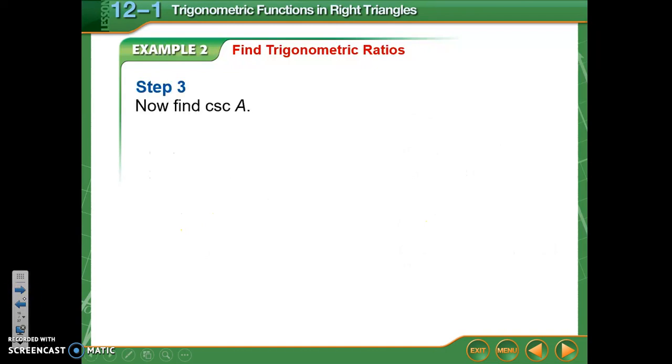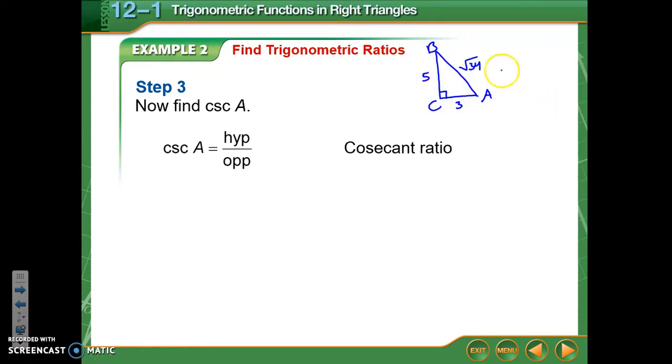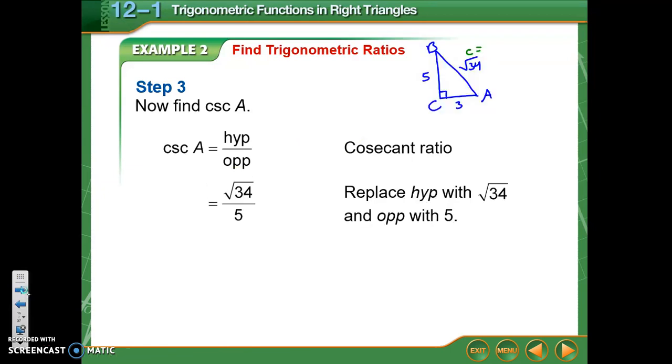And so step 3 is to find the cosecant. The cosecant is the hypotenuse over the opposite. Remember, it's the reciprocal of sine. And this is what the triangle drawn on your notes should look like now because we found that c is the square root of 34. So if I'm going to find the cosecant of A, I need to do the hypotenuse, which is the square root of 34, over the opposite side, which is 5. So that would be the cosecant of A.